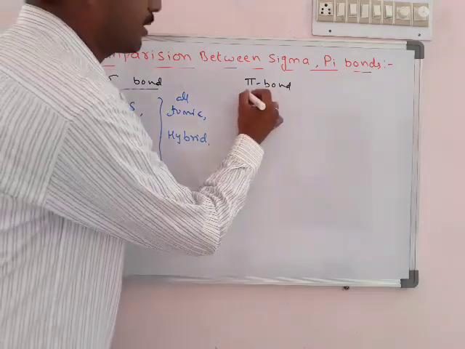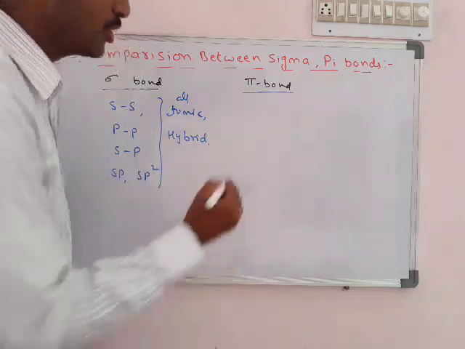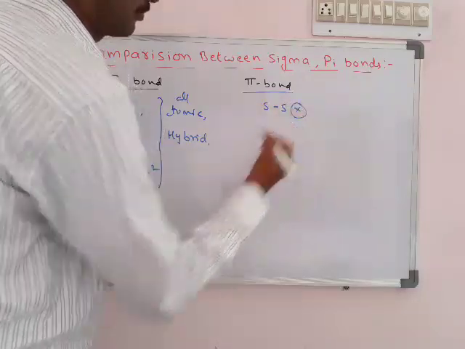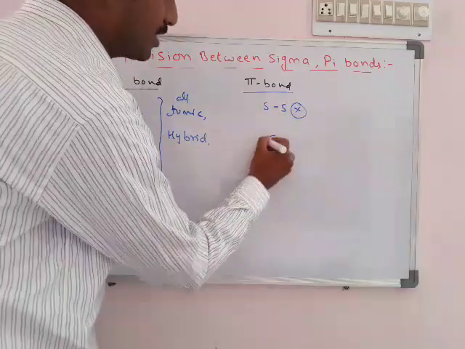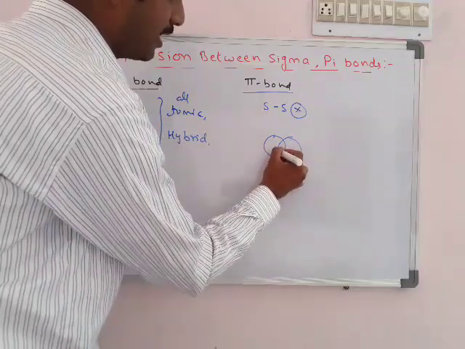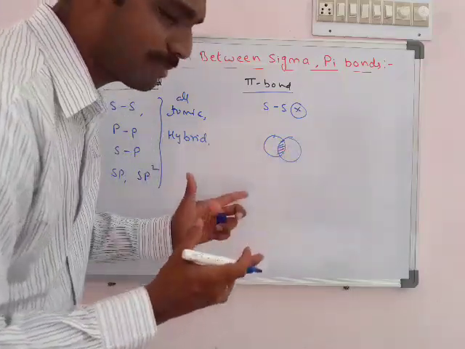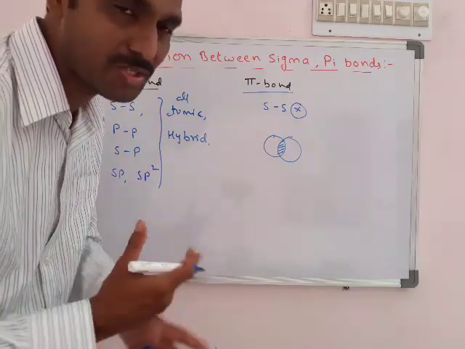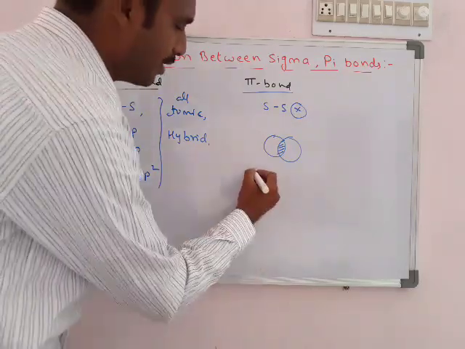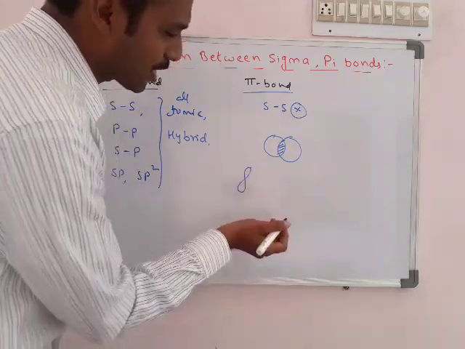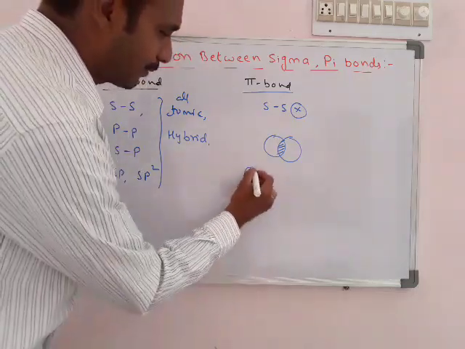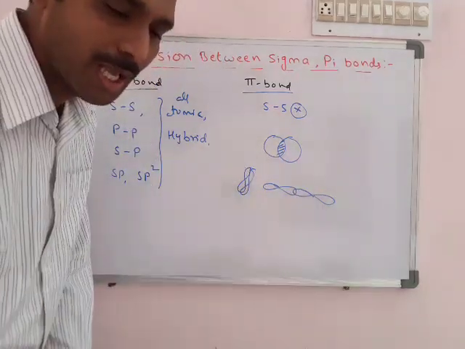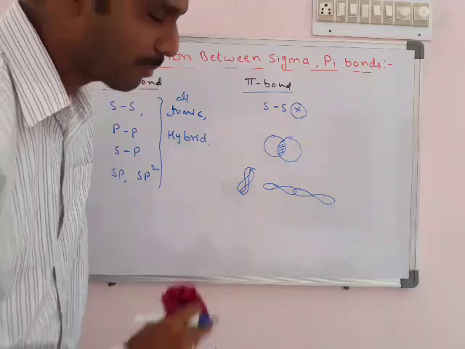So the pi bond has some restrictions. Actually for the pi bond, s with p is there, but there is no s-s pi bond, because the s orbital is spherical in shape. So with a spherical shape, there is no possibility for sideways overlapping. The p orbital is a dumbbell shape, and there is a possibility of sideways overlapping, as well as straight-wise overlapping. But for the s orbital, there is no formation of a pi bond.